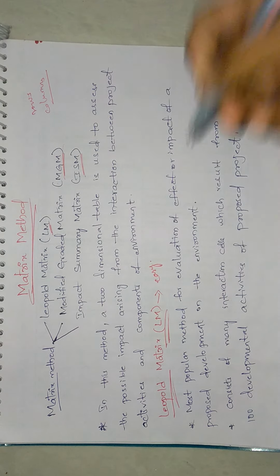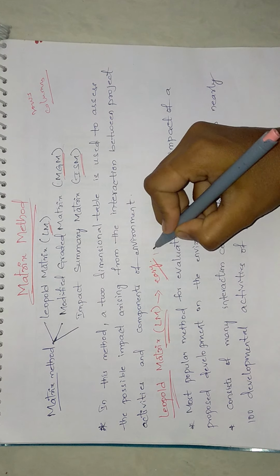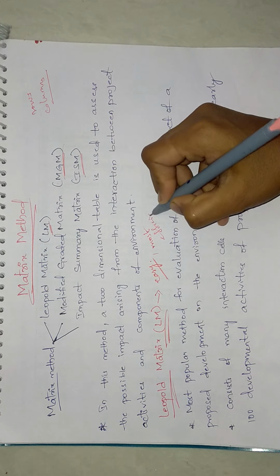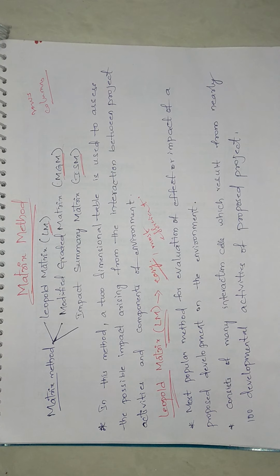Let's see the Leopold matrix. Okay, this is the easiest matrix and also the most efficient. This Leopold matrix is considered one of the most popular methods for the evaluation of the effect, because it will provide the detailed impact that a particular project will be causing to a particular area.